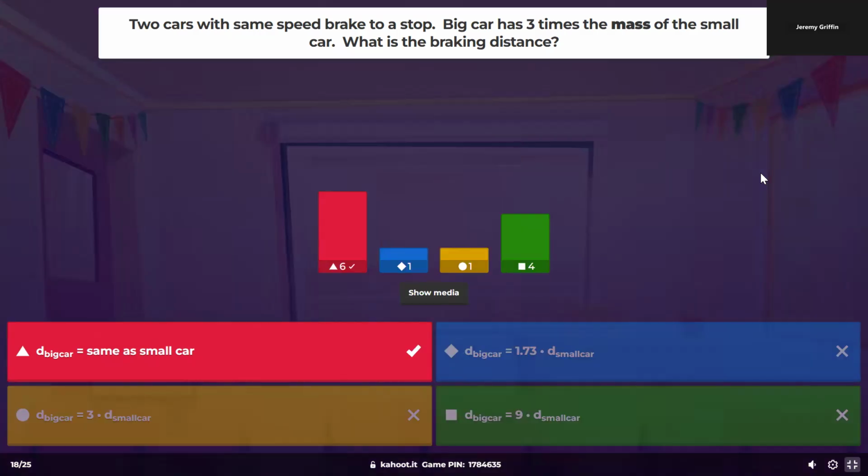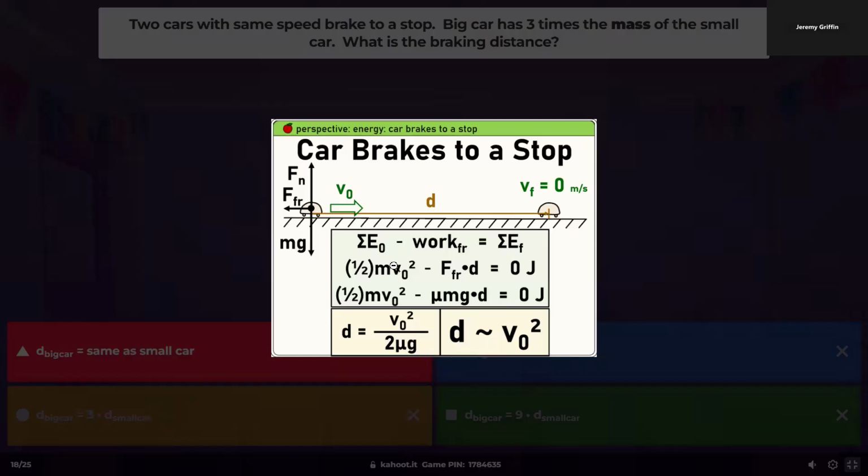Same distance, same braking distance. The mass cancels out. You guys remember the mass cancels out? That's a really classic physics question. You take physics in college, you'll probably get a really similar question. Actually, it's right here. Mass shows up here, but it also shows up here. It ends up canceling out.